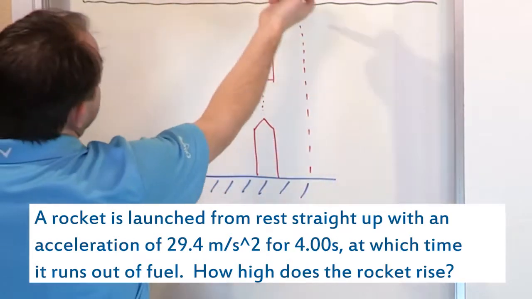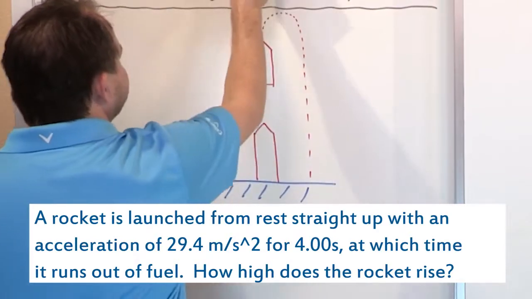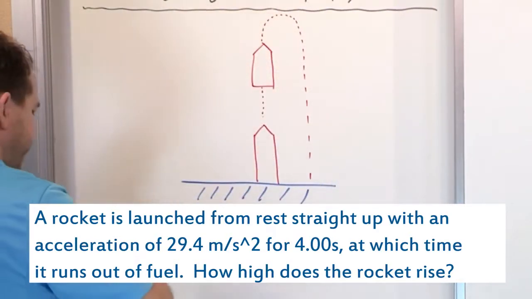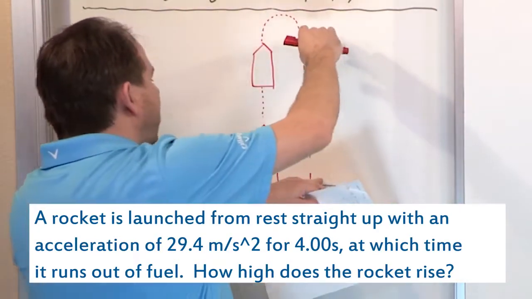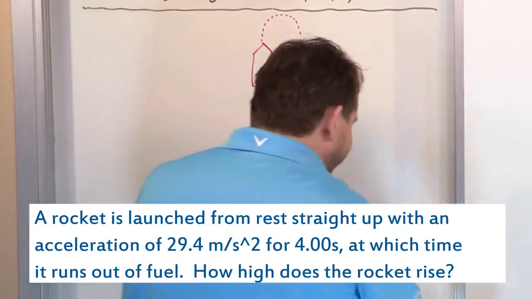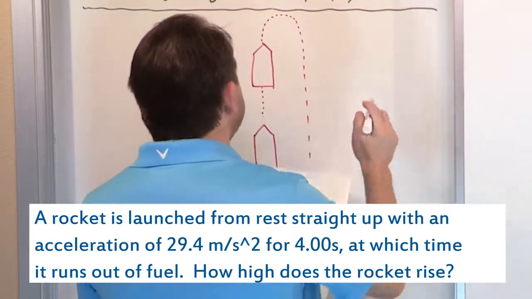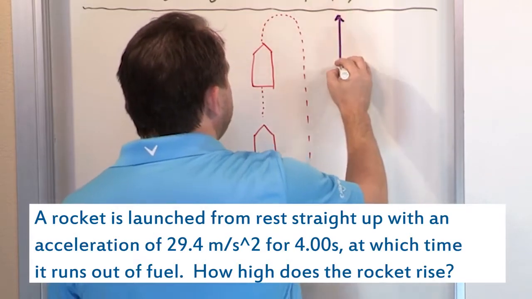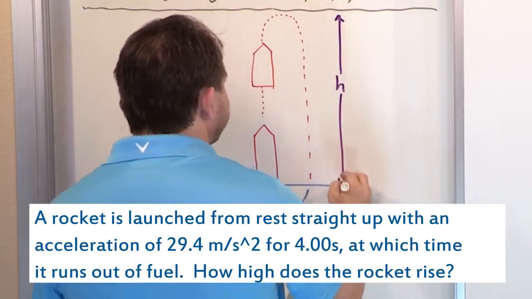Now, of course, it doesn't really turn over. I'm drawing it that way. It really goes straight up and comes straight back down again. So what I'm really interested in is, what is this height? Because the question is, how high does the rocket rise? So this is the height that I really want to calculate, the total height.